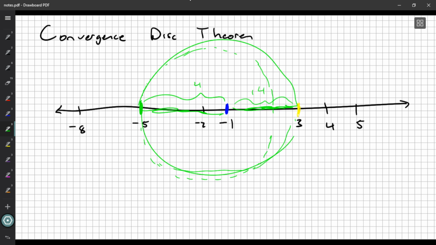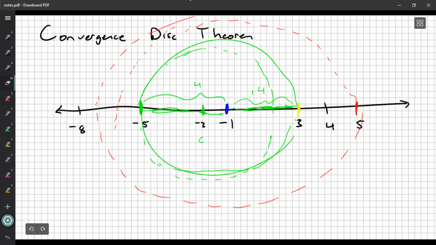Well, I see right away negative 2 is a convergence. Negative 2, when we plug in, will converge because it's closer to negative 1 than negative 5 is. Now, we also know that if we plug in 5, we get divergence. Does the convergence disk theorem help us with that information? Well, yeah, again, if we draw a circle, ours is going to be a little squished because I'll run out of space. That'll be a little bigger.